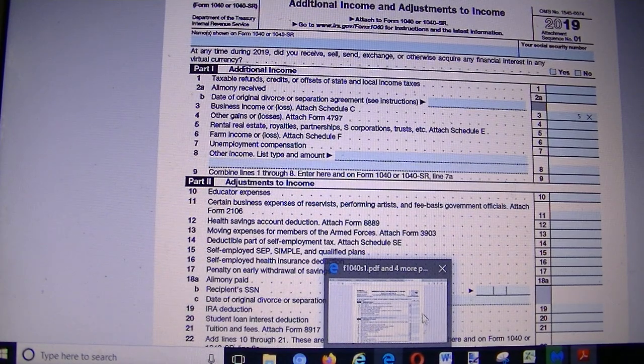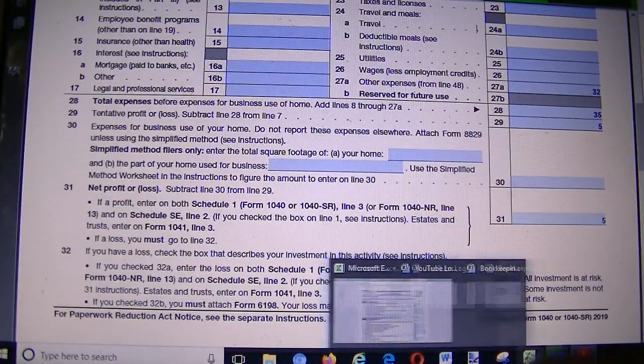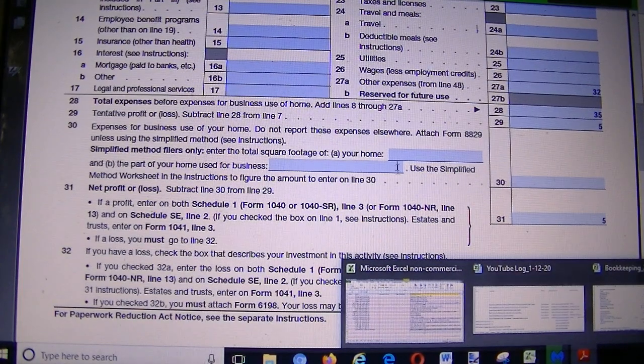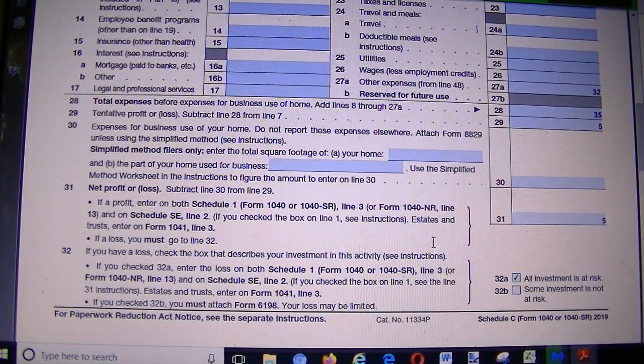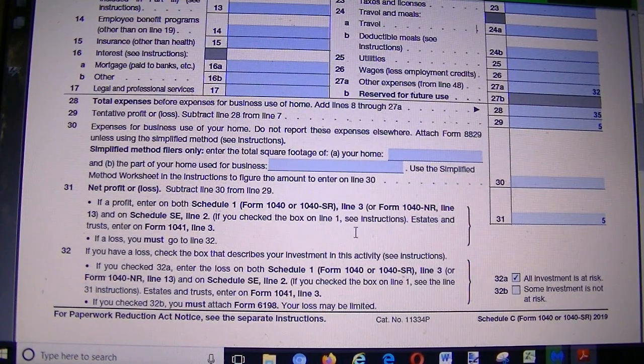And if you need to pull out a form from the IRS website, you just do it the same way I just did it. And they have the instructions for Schedule C that you could read to understand better some areas that seem confusing.